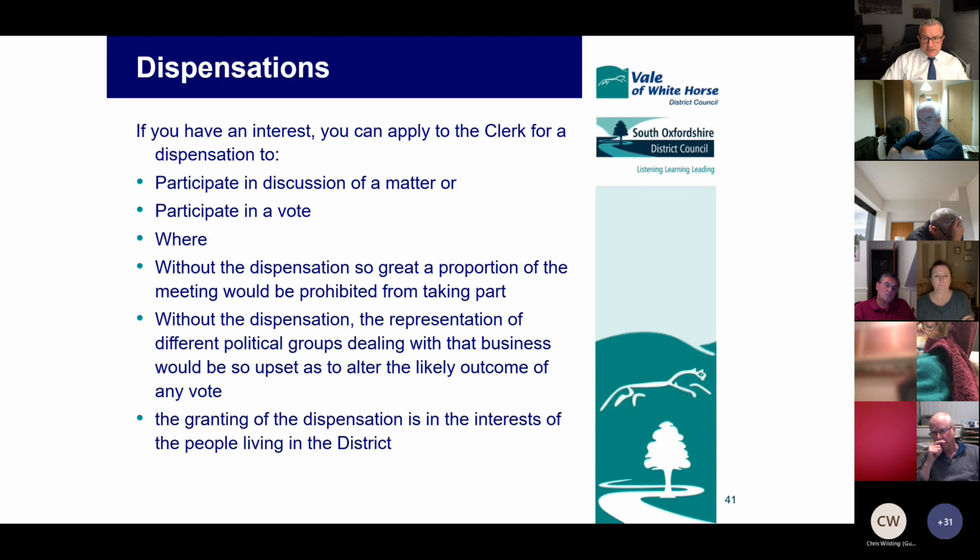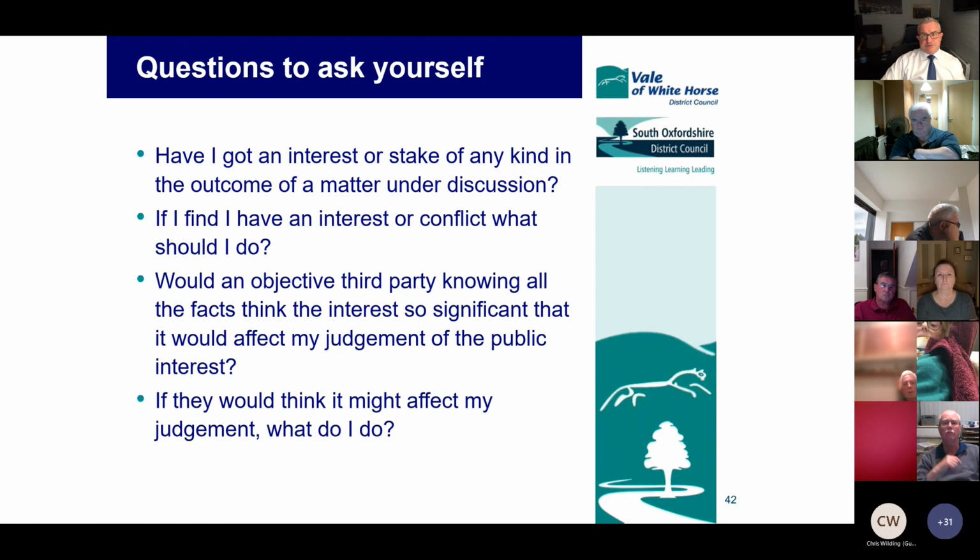So in terms of tips, these are the questions you need to ask yourself with regard to interests. There's a flow chart that we're going to send out, and I have to say it is really useful to follow through the process just to decide whether you've got an interest or not. But one of the easiest things to remember: have you got a stake of any kind in the outcome of a matter in discussion? Are you going to be affected by it?